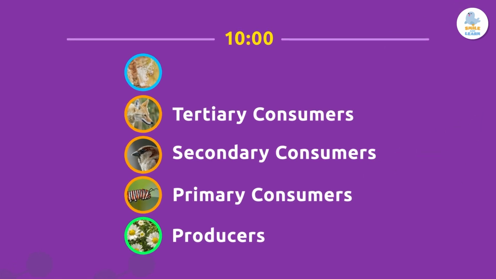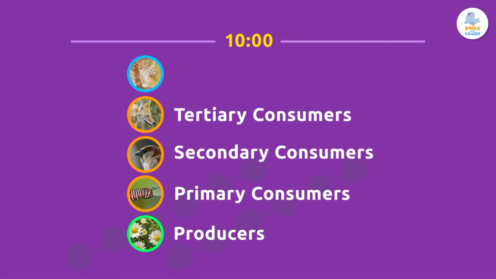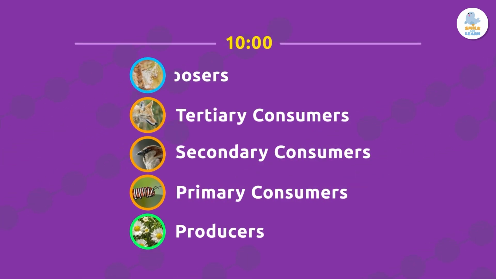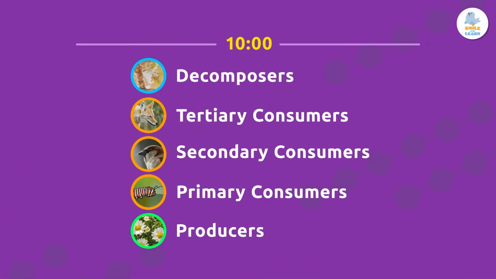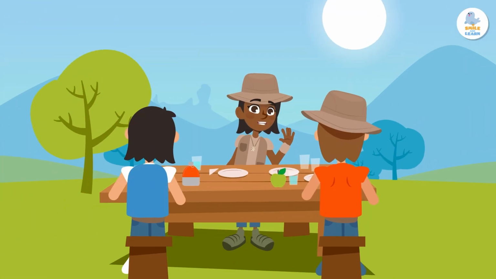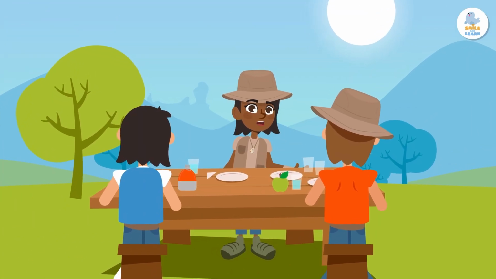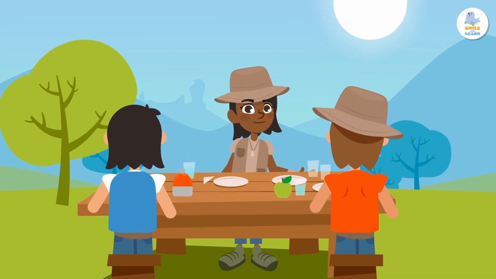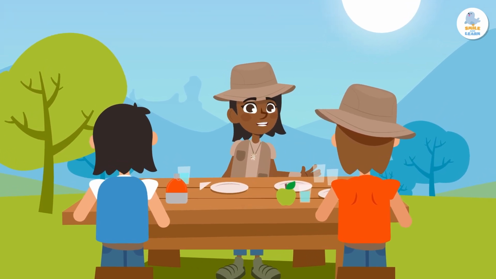And who makes sure that the cycle starts all over again? Exactly, the decomposers. They do so by eating the tertiary consumers. Wow! Food chains are so interesting, right? We've looked at a couple of examples today.